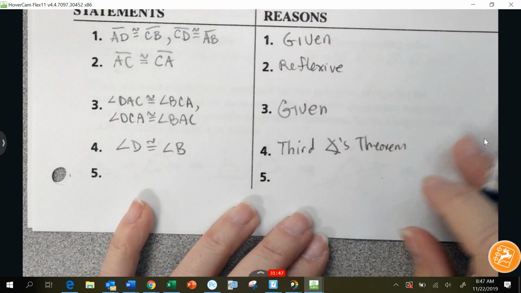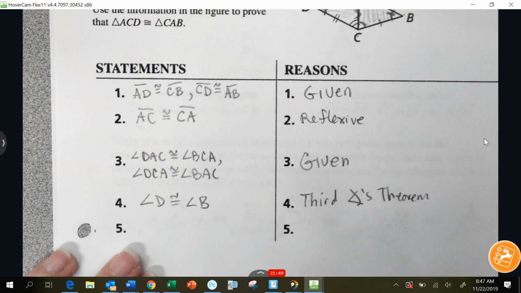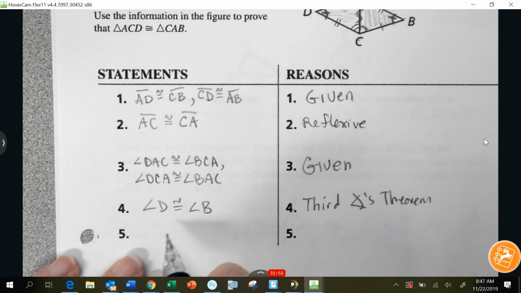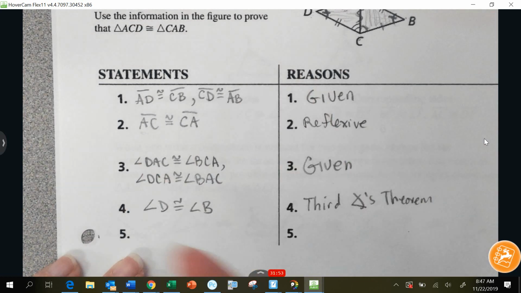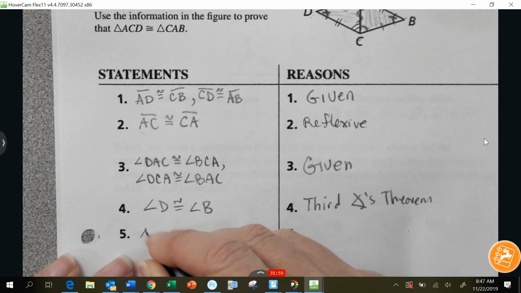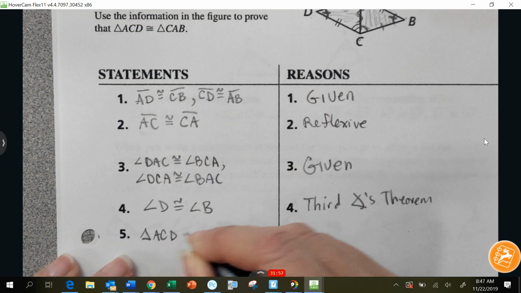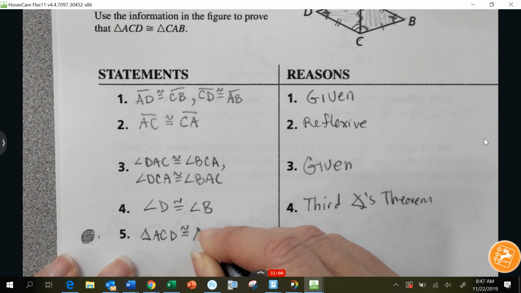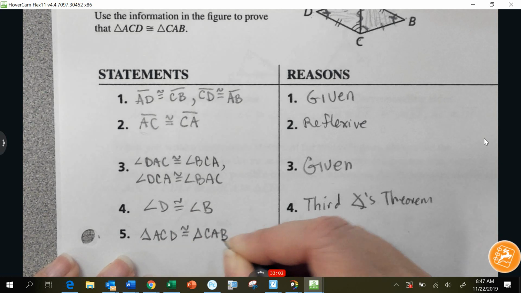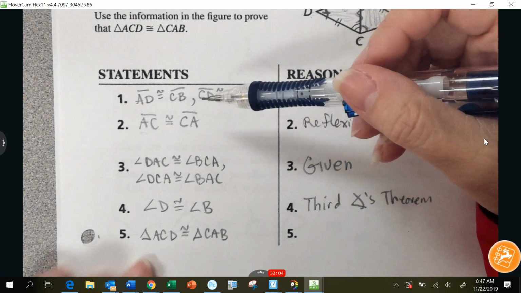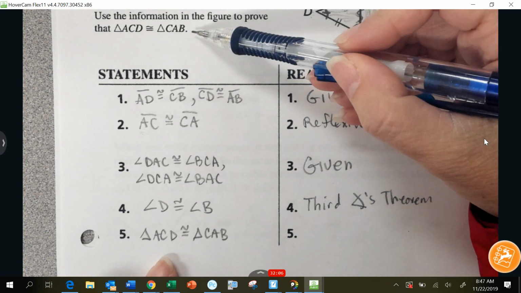Third angles theorem. Now for our last step, we always put what we are trying to prove, which we should have proved by now. Triangle ACD congruent to triangle CAB. You don't even have to do much thought about what order to put the letters in because they've already done it for you.